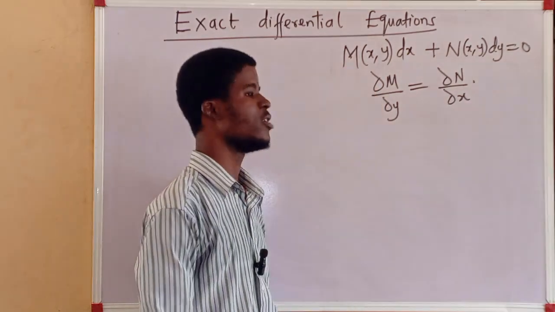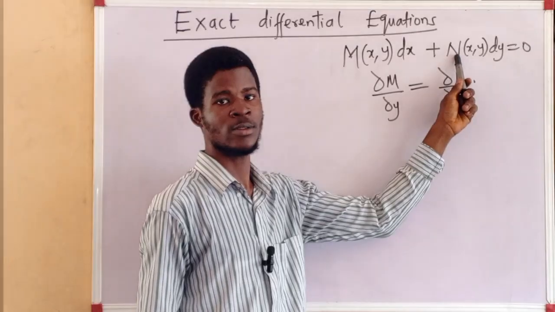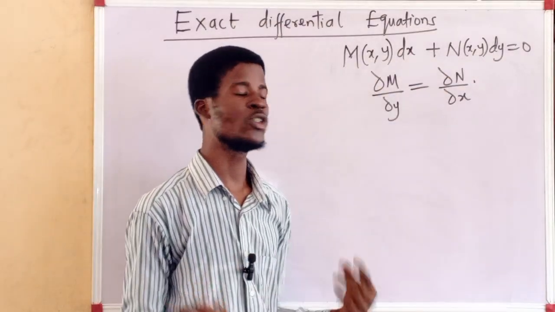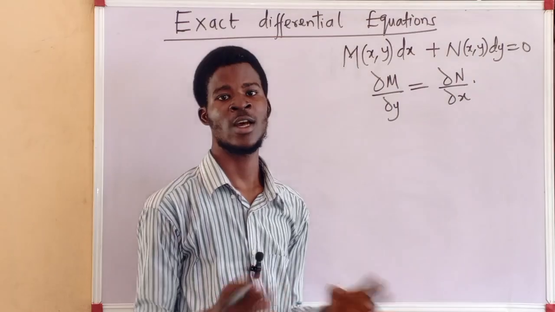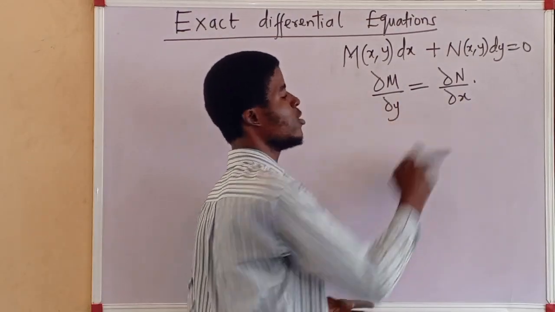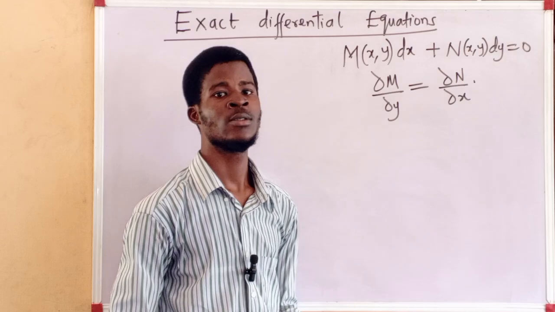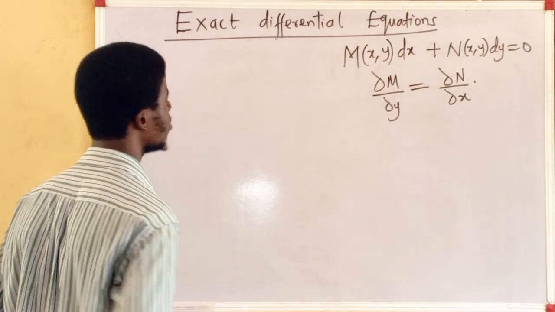M here is a function of two variables, x and y, the same thing for N. So before we solve a differential equation of this form, we first of all check if the equation is exact. That is, we'll ensure that this condition is satisfied. Okay, let us now solve some exact differential equations.